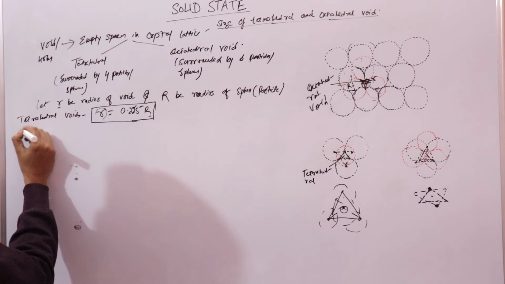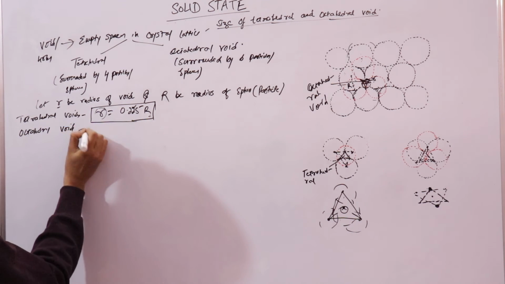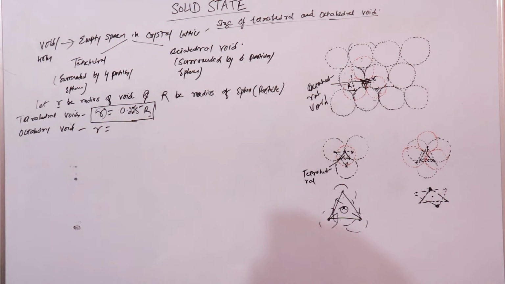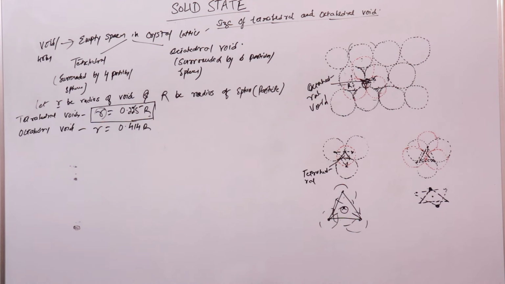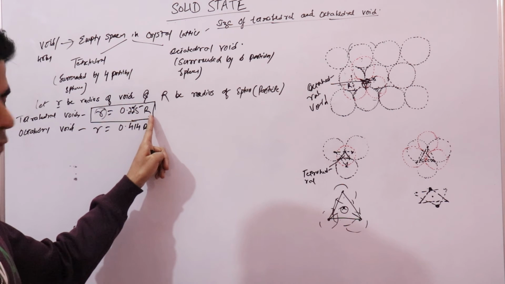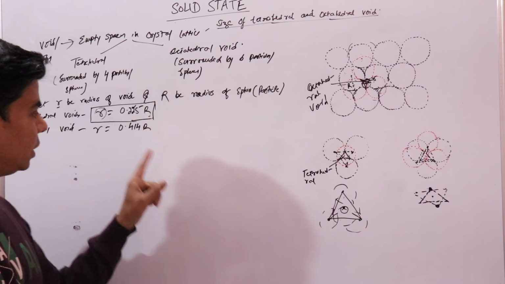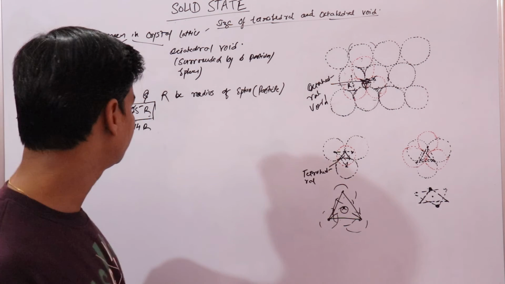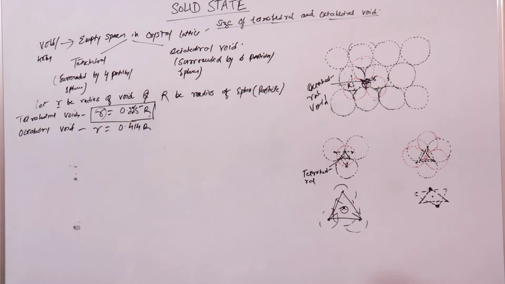And for the octahedral void, which is surrounded by 6 spheres, the radius of the octahedral void is equal to 0.414 times the radius of the sphere or the particle. So this is the relation between the radius of the tetrahedral void and the radius of the particle, and here the relation between the radius of the octahedral void and the radius of the particle. In the next video lecture we will see how to derive these.